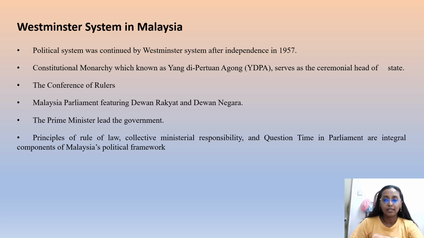The country functions as a constitutional monarchy where the monarch, known as the Yang di-Pertuan Agong, serves as the ceremonial head of state. This hereditary ruler is elected by the Conference of Rulers, comprising the leaders of the nine Malay states. Malaysia's parliament is bicameral, featuring the Dewan Rakyat, whose members are elected by the public, and the Dewan Negara, whose members are appointed. The Prime Minister, appointed by the King, leads the government and is typically the leader of the top political party holding the majority in the Dewan Rakyat.